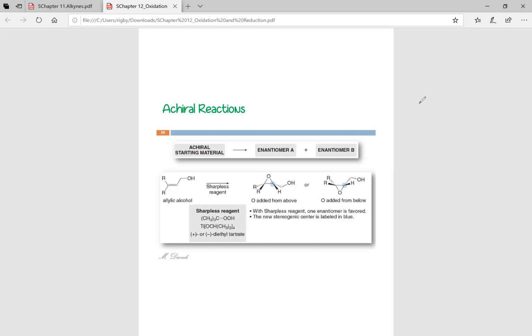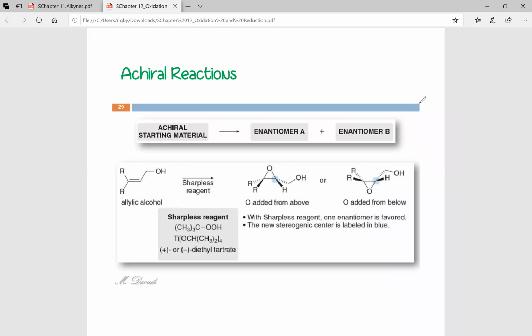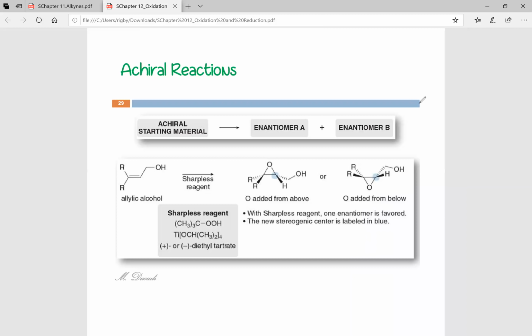So let's say that we wanted to make an epoxide. That would be pretty easy, right, if we just use a peroxy acid. However, let's say that we wanted to make a specific enantiomer of a specific epoxide. To do this, we're going to have to use something called a Sharpless reagent. I wouldn't memorize what the Sharpless reagent is, just memorize the name and if it's plus or minus. That plus or minus is going to come into play a little bit later.